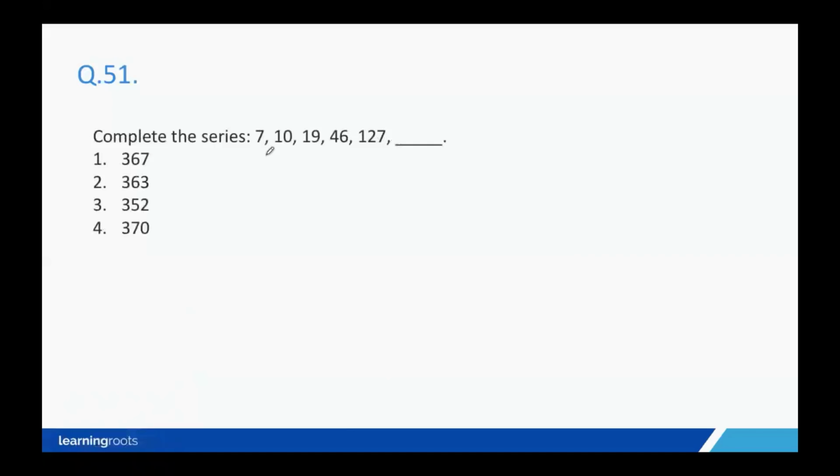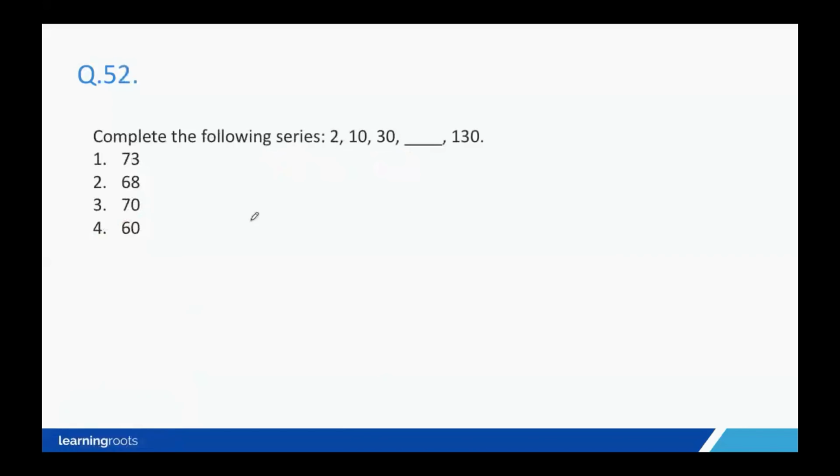Fine. What about this? Complete the series 7, 10, 19, 46, 127. Again, if you wish, you can pause the video right now and try it out. In case you're seeing this, we can do it this way. The differences are 3, 9, 27, 81. So clearly, they're all powers of 3: 3 raised to 1, 3 raised to 2, 3 raised to 3, 3 raised to 4. And the next will, of course, be 81 into 3, so 243. So 127 plus 243 will give me 370, which is the answer.